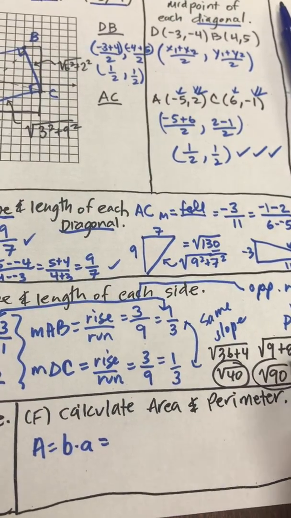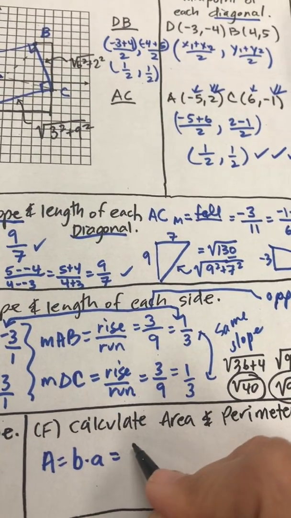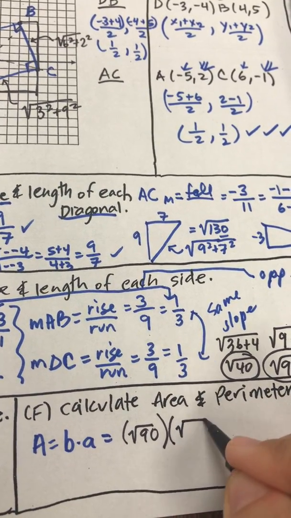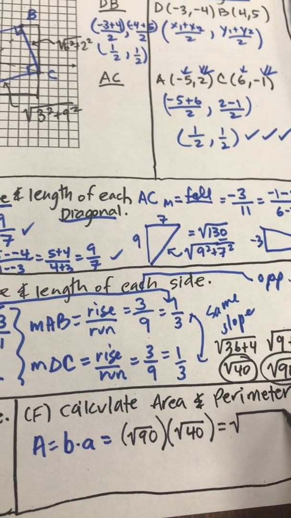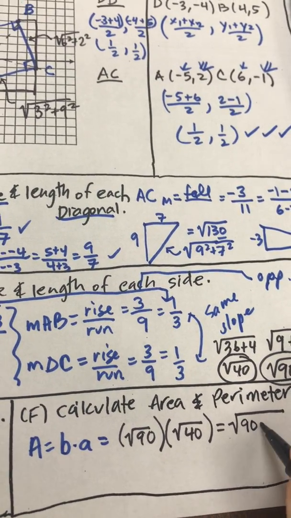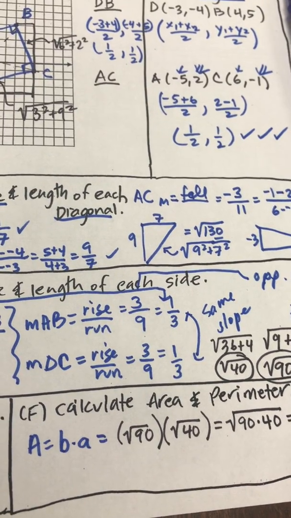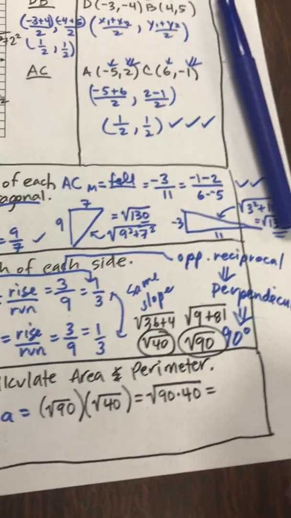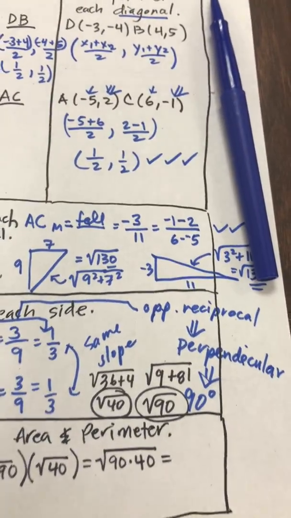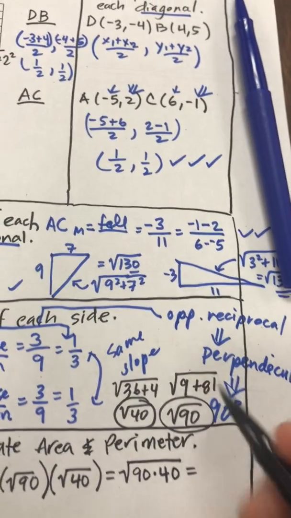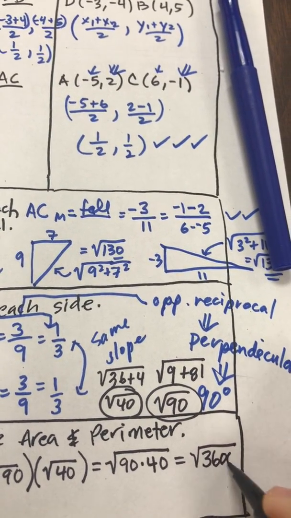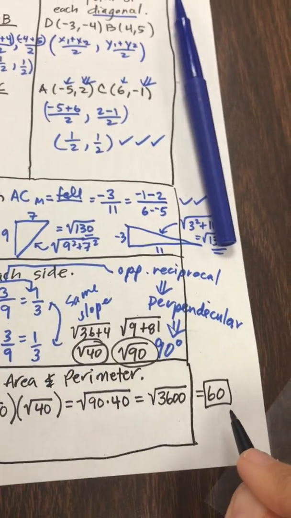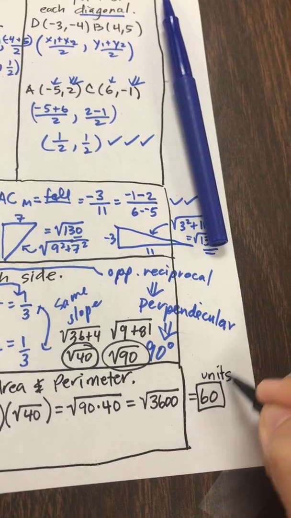Okay, so those are our two lengths. If I multiply the base, which is the longer length, times the altitude, our shorter length, we should get all of this together. Okay, so let's see what that would be. 90 times 40, ooh, that's exciting. The square root of 3600 is 60. So that is so cool. The area of ours is 60 units squared.